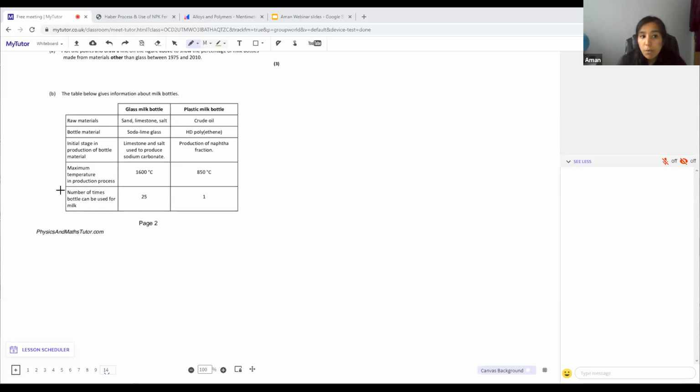We can look at the number of times that a bottle can be used. You can see that glass can be used 25 times, which means that it can be used a lot more, whereas a plastic bottle can only be used once. So it can't really be recycled. It means that we use it once and that's it. So actually maybe using glass is better. It can be reused. Is that better for the environment?